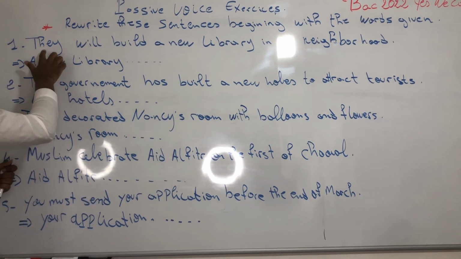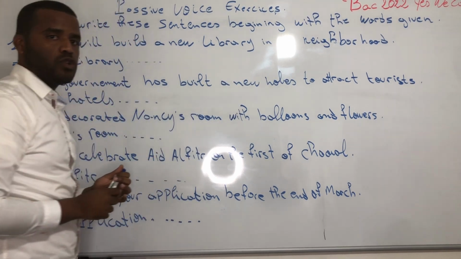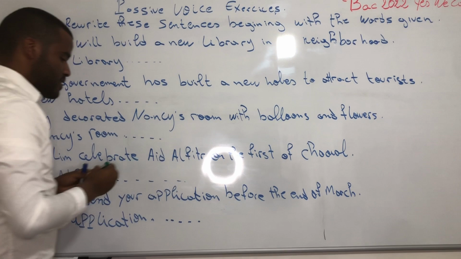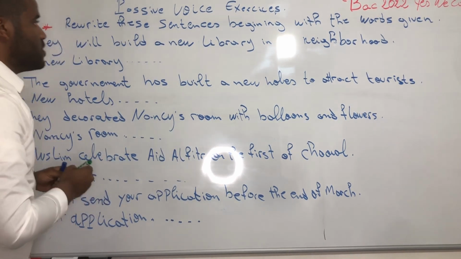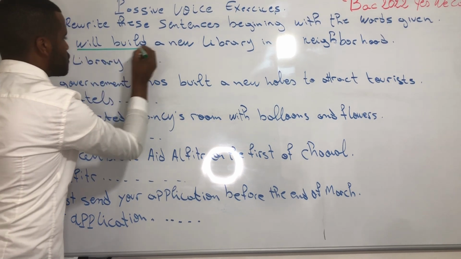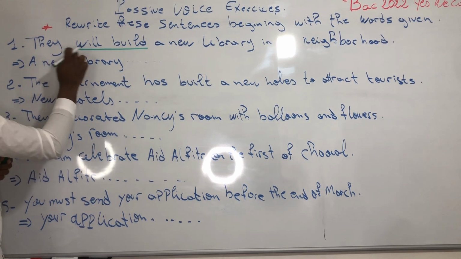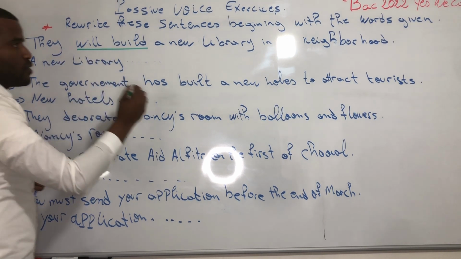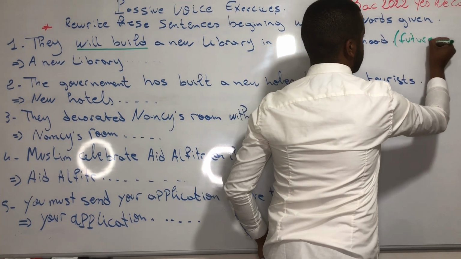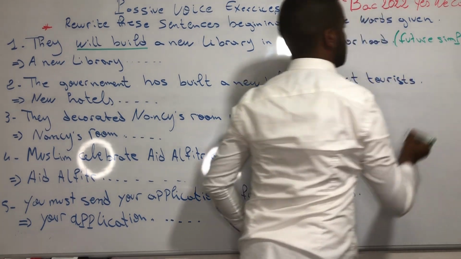So we have: they will build a new library in our neighborhood. When you read this sentence, you are going to know that this sentence is in future. We have will and the verb in infinitive. Okay, it's in active and future. It's in future simple. Okay, I'm going to write it here for you. It's future simple.